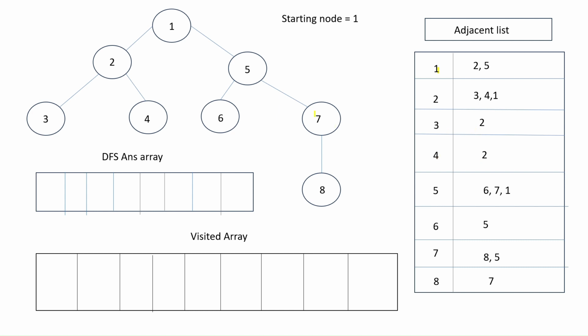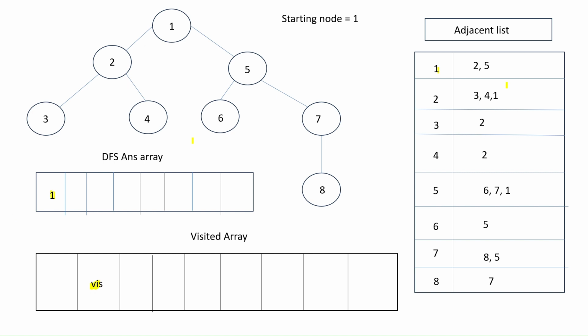If we perform the DFS algorithm on this graph, we are given a visited array, which is of type boolean, and a DFS answer array, where we store the answer of this DFS traversal. We are given the starting node, which is 1. First we put this 1 into our answer array, and we mark it as visited also. Then we will check who are the adjacent nodes of 1.